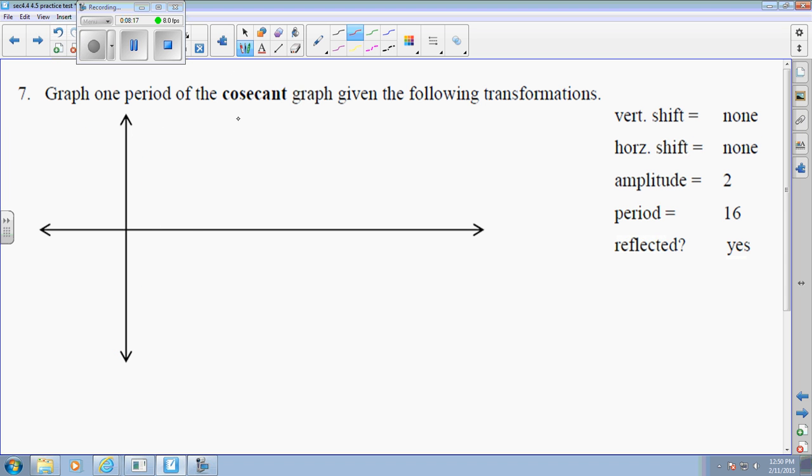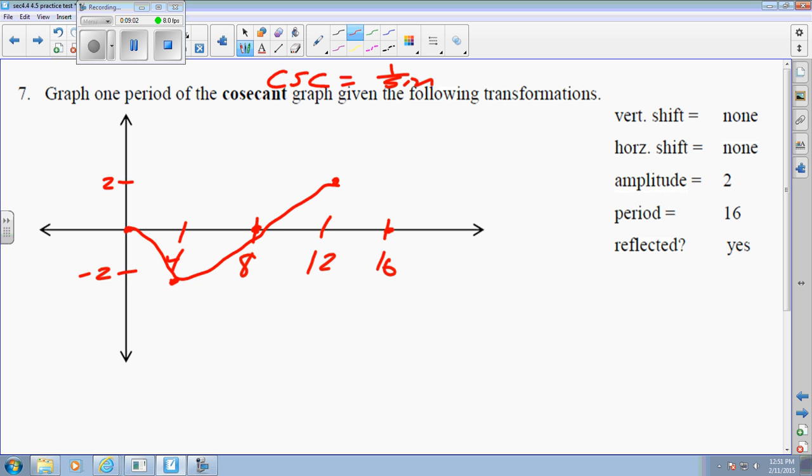Here's my cosecant. Cosecant is abbreviated CSC and is the same as 1 over the sine. We know we have no vertical or horizontal shift. Our period is 16, so I'm going to go out here at 16, halfsies at 8, halfsies at 4, and 12. And since we have an amplitude of 2, I'm going to put a 2 there and a -2 there. And since we're graphing the sine first, we know we have a 0 there, a 0 there, a 0 there. If we're reflected, we're going to go down first, up second. And so my graph of my sine is going to look a lot like that.